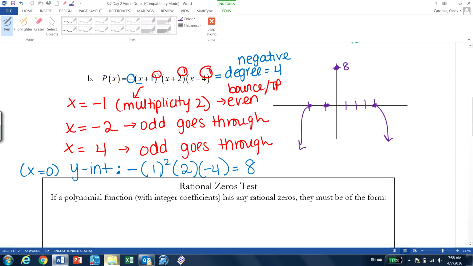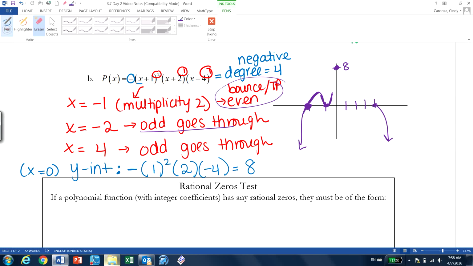Okay. I'm hitting the x-intercept -2 first. -2 is odd, so it's going to go through the x-axis. It's just going to go straight through. At -1, I'm going to have to bounce. We have this turning point at -1 because the multiplicity is 2. So when I come down, I'm going to have to bounce back up right here. I'm not going to go through the x-axis. I'm just going to bounce and come back up.